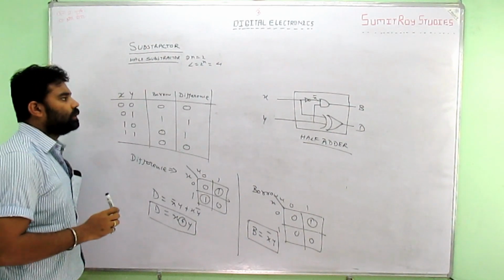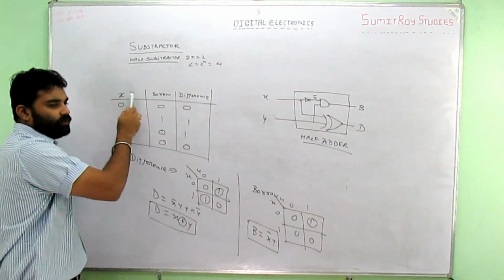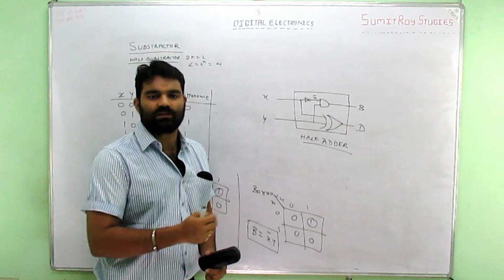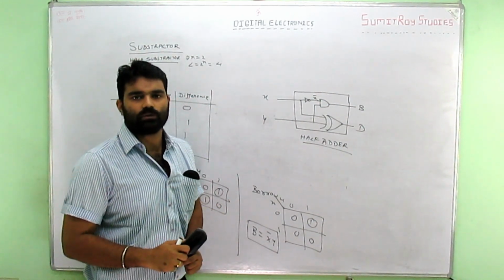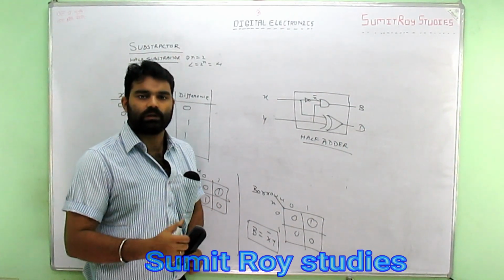For the full subtractor, we'll deal not only with 2 bits, it will be 3 bits. It's just an extension of this logic. So for the full subtractor, we'll deal with it in the next class.